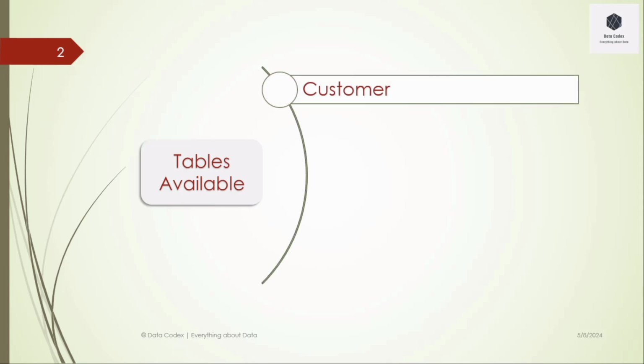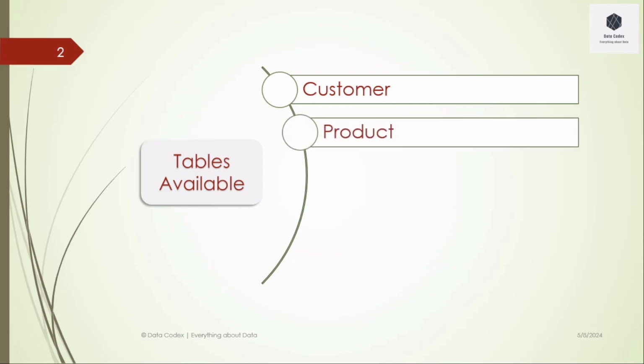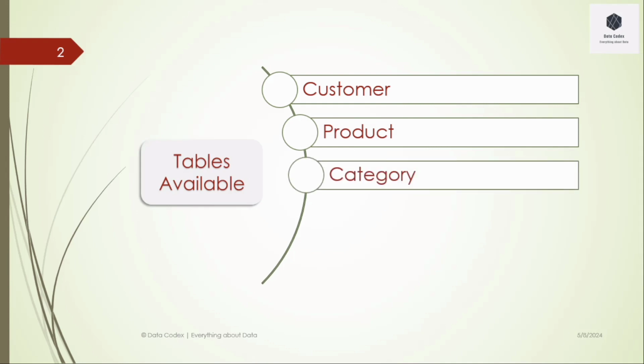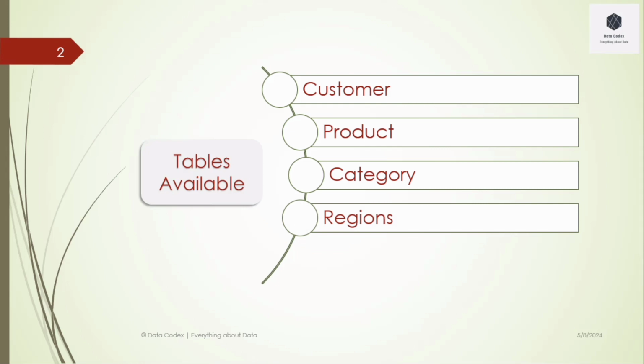So for this we have 5 tables in total. The customer table contains all the information about the customers: the customer ID and the customer name. Next, the product table contains the product ID, product name, and their price. Then a category table, where groups of products are grouped into a category. We have a separate table for the category, which contains the category ID and the category name. And we have a region table which contains the region information along with the region ID.